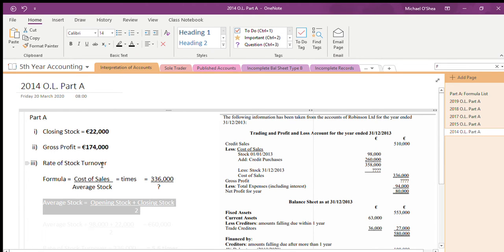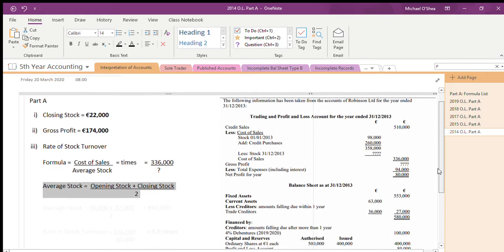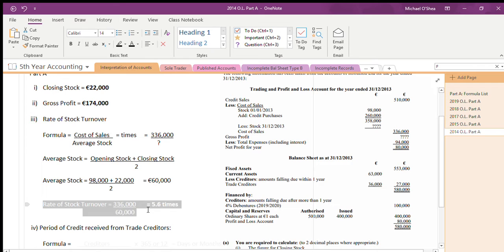You nearly always are given this question to do this specific ratio, and you always have to work out the average stock. That's the formula for average stock. It's opening stock plus closing stock, which we worked out here, divided by 2. So opening stock was 98,000, closing stock we worked out to be 22,000. Divide that by 2 and you get 60,000. That's now my average stock. So 336 divided by 60,000 is now going to be my answer, and that works out at 5.6 times.